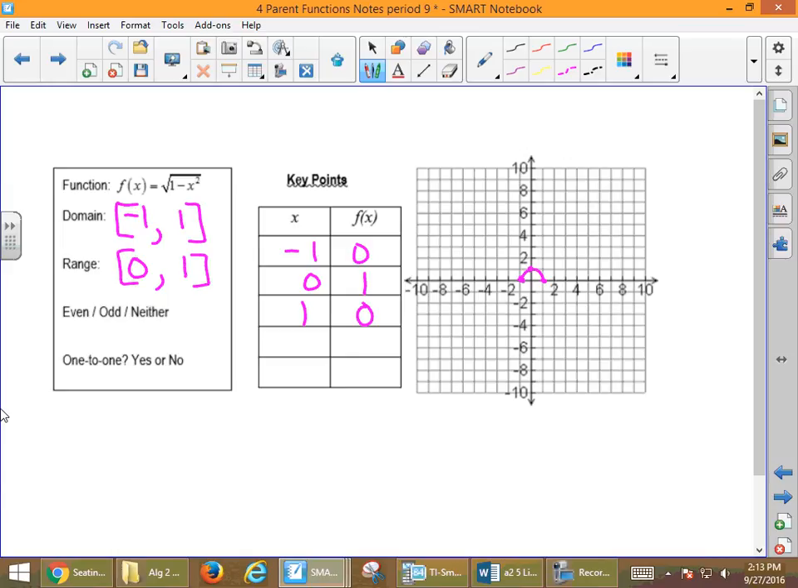It's even. If we fold that graph in half, then the right side's going to land on the left side or vice versa. And is this function 1 to 1? No. We failed the horizontal line test.